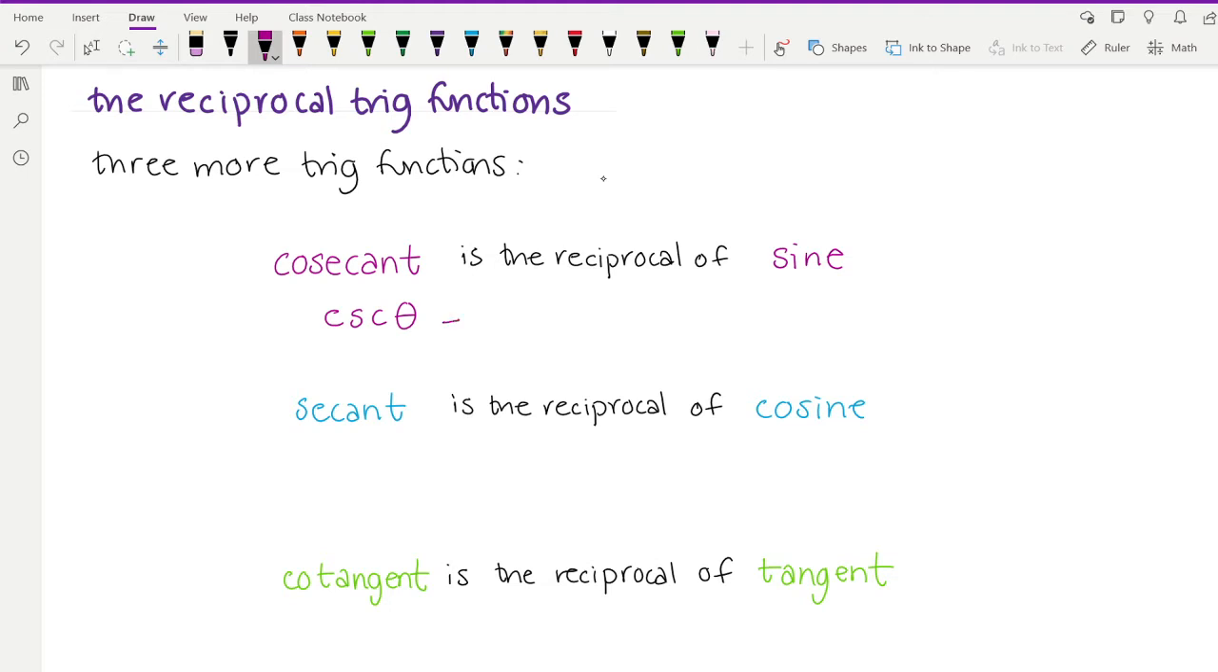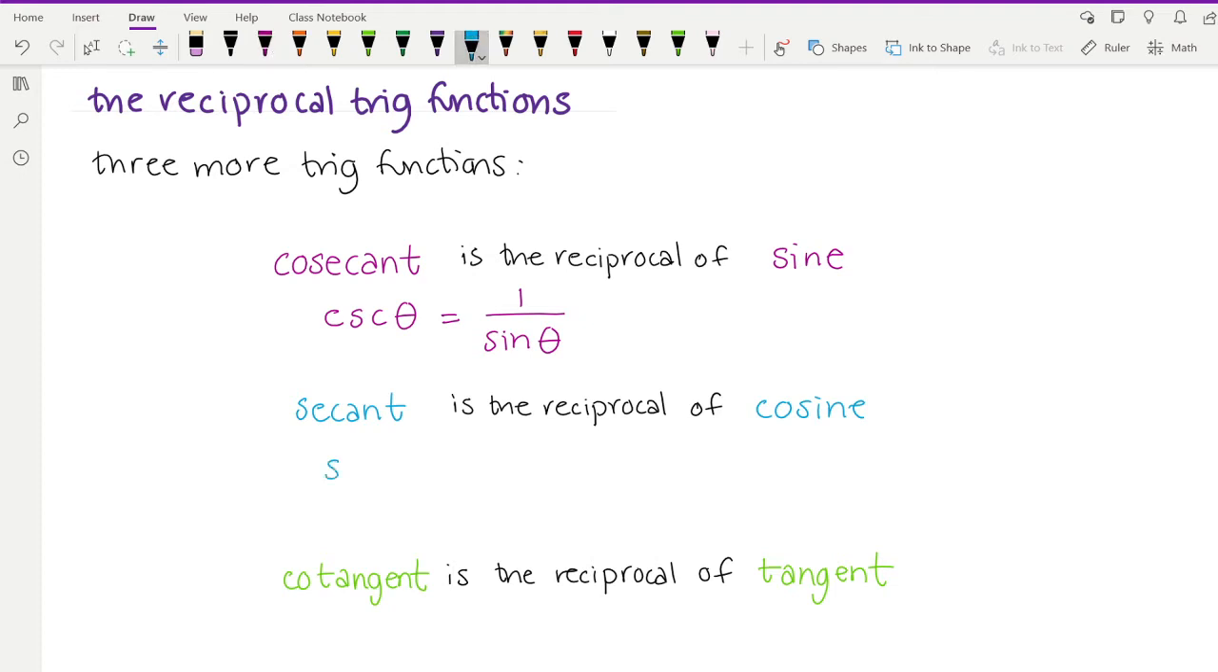And then what do I mean when I say it's the reciprocal of sine? That means that it can be written as 1 over sine of theta. So basically, we'll see this in a moment, but the way we're going to actually calculate the reciprocal trig functions is just to do the original trig functions and then take the reciprocal, do 1 divided by each of them.